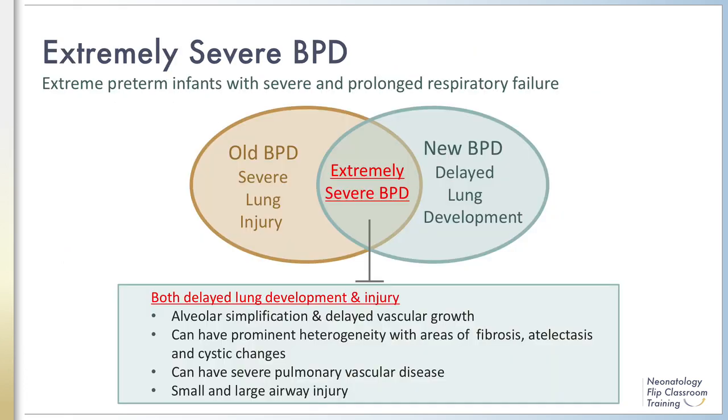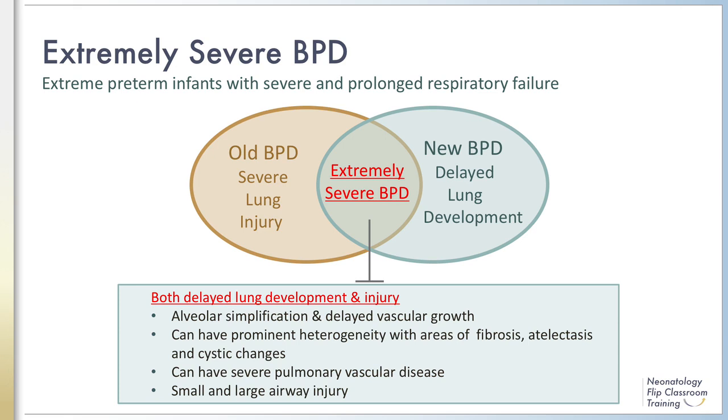Almost all NICUs will see a few babies each year with extremely severe BPD. It occurs in about 14% of infants with a diagnosis of BPD, which is about 2,500 cases per year in the U.S. The majority of these severe cases occur in extremely low birth weight infants born at less than 1,000 grams. The incidence can be as high as 36% in regional referral centers.